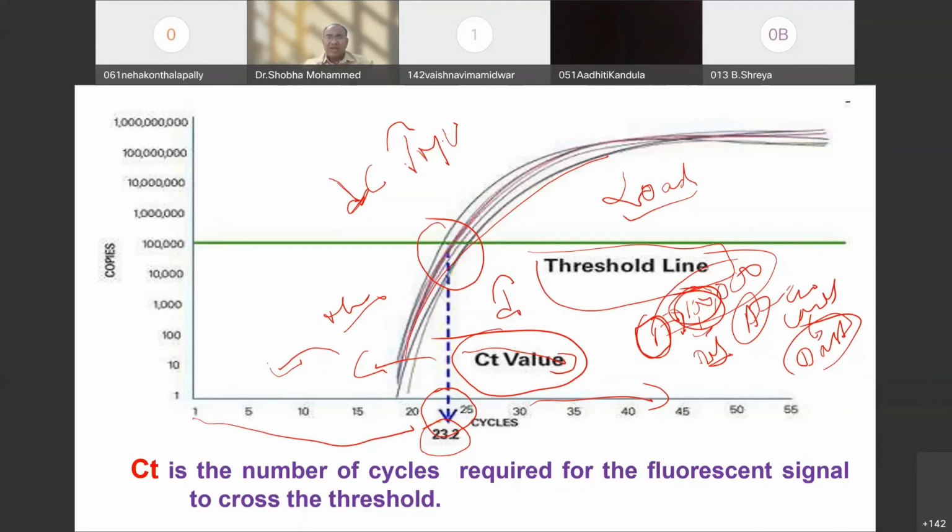How are we going to analyze this graph? Why am I wasting my time here? It's a very important point for you to understand the importance of the CT value. What is the importance of the CT value? Do you have any doubts on this? Do you have any doubts, guys? Am I online?